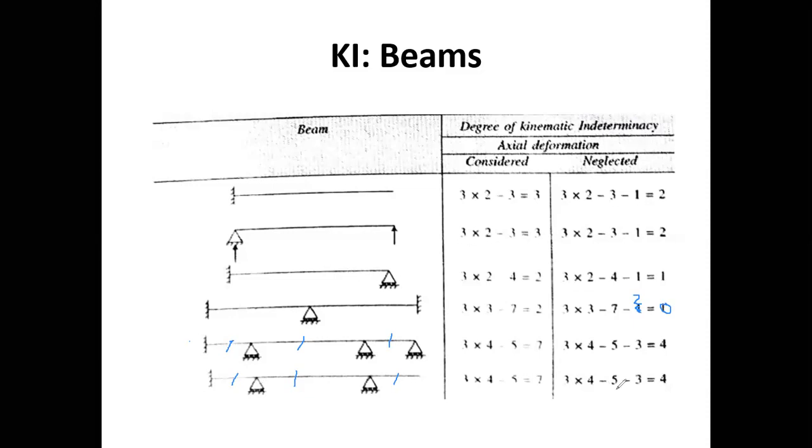And if axial deformation is neglected, the number of members, there are 3, is subtracted from this equation, and the value becomes 4. So this is how we calculate the kinematic indeterminacy of a beam. Simply, there are two ways. Generally, we do not consider axial deformation in case of a beam. We usually neglect it. But if we are asked to consider axial deformation, we simply subtract the number of members from the beam, and we get the value of kinematic indeterminacy.